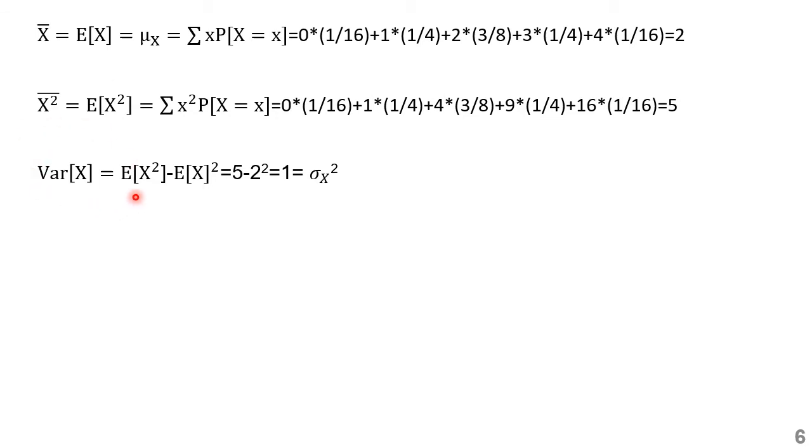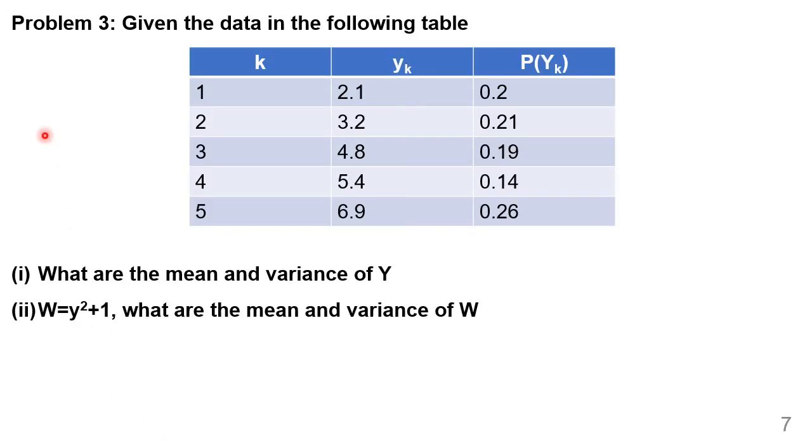Once we know Ex square and Ex, we can compute the variance. Variance of x is given by Ex square minus Ex whole square. That is, Ex square is 5, Ex is given as 2. So 5 minus 2 square, that is equal to 1. That gives you standard deviation whole square. So standard deviation sigma x is root of 1. That gives you 1.